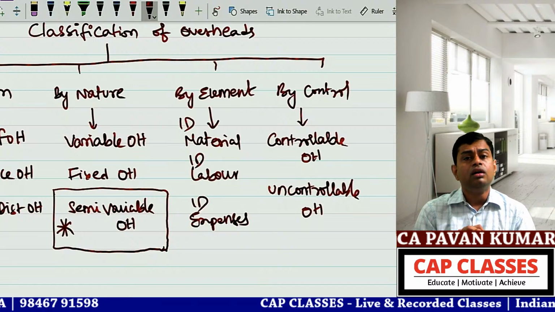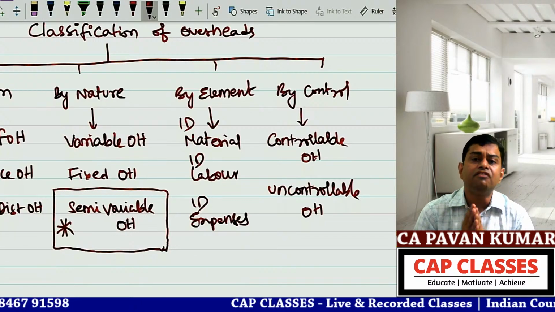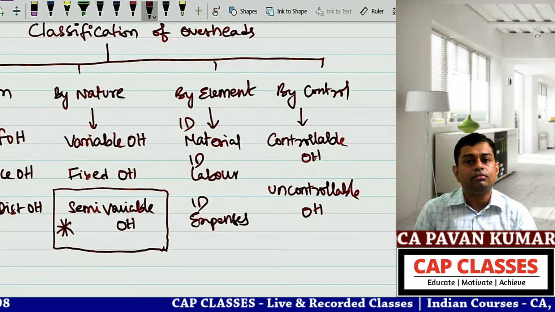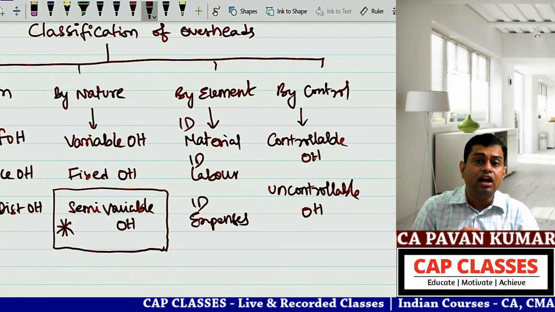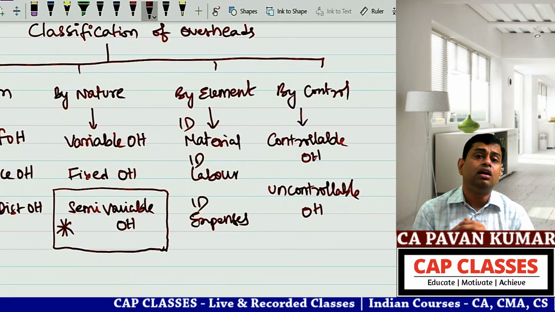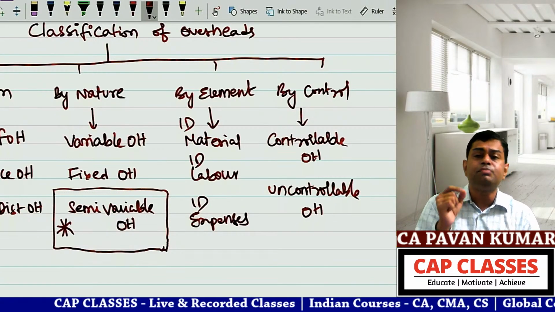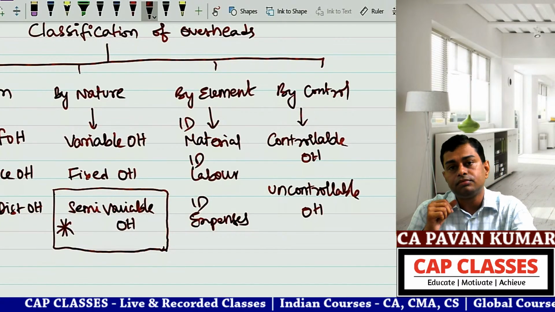So now, for example, I am paying rent of 1 lakh rupees. Is it controllable? No, because I have a legal contract. I have entered into a contract with the landlord and started my factory over there. And I said, dear owner, I will pay you 1 lakh rupees per month. How can I control this?